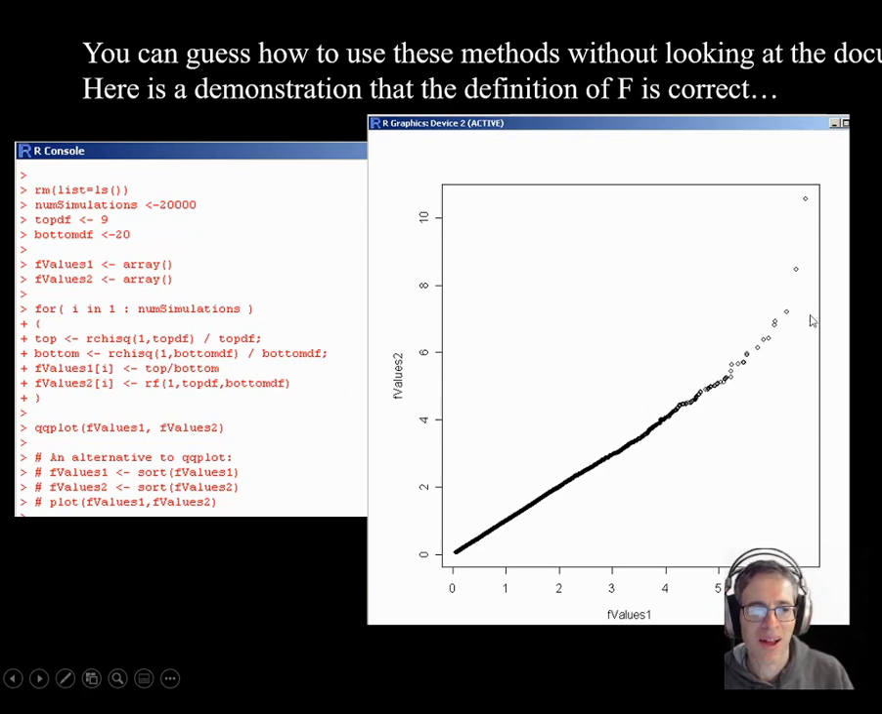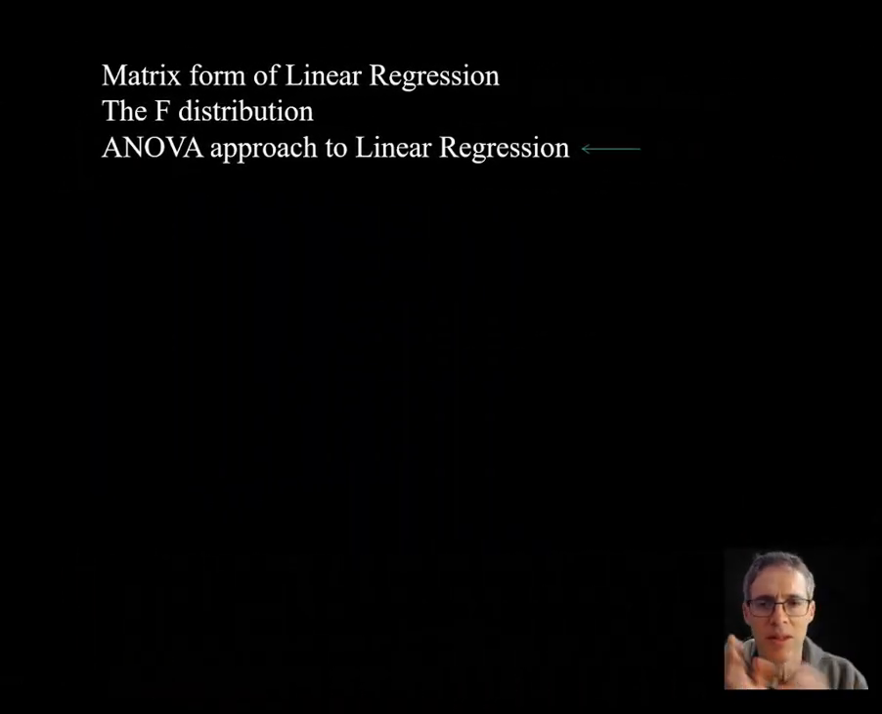I do a QQ plot, and what you can see is that these values are almost exactly the same. So my expected distribution under one look at the F function is the same as my expected distribution under the second look at the F function. So that gives us some confidence that our understanding of what R is doing for the F distribution is correct. So with the F distribution, which we're going to use for inference, defined, we can take a look at the ANOVA approach to linear regression.